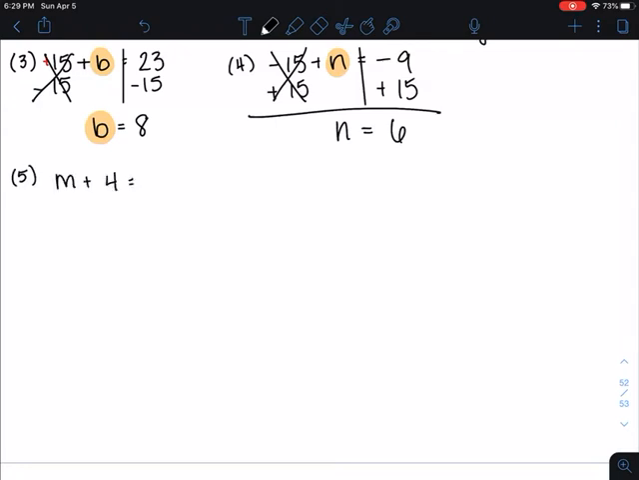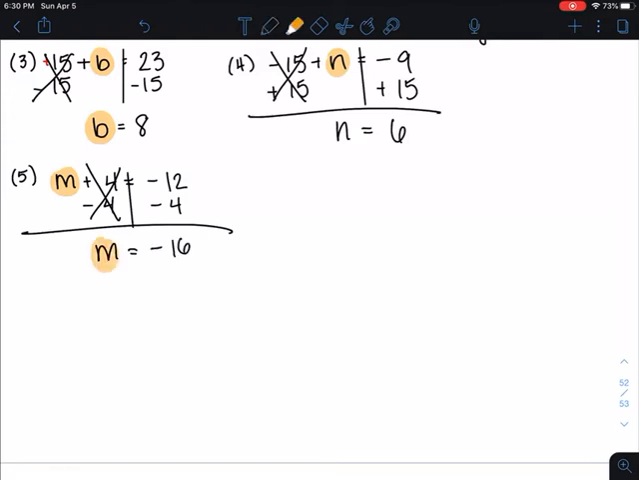Number 5. For number 5, I have m plus 4 is equal to negative 12. So our goal was to solve for m, the letter in this equation. Currently, we are adding 4 in the problem, and the opposite of adding is subtracting, so we will now subtract 4. 4 minus 4 is 0, which cancels, and negative 12 minus 4 is negative 16. M is by itself, therefore the problem is solved.